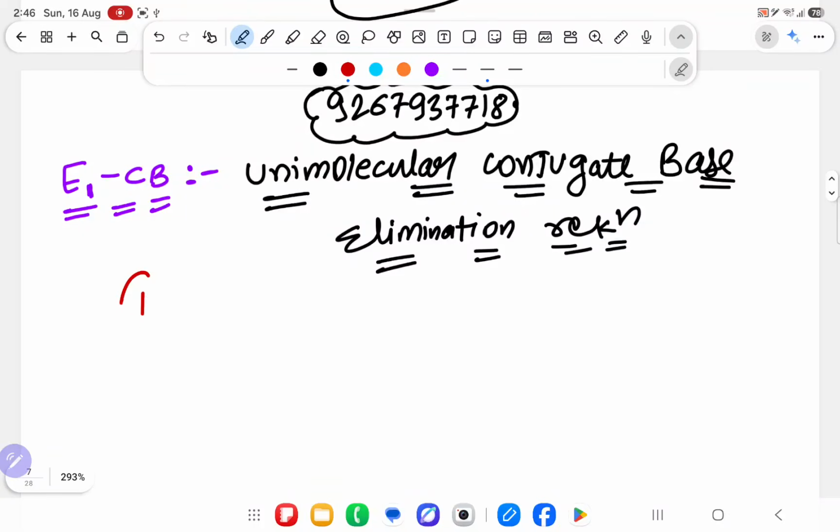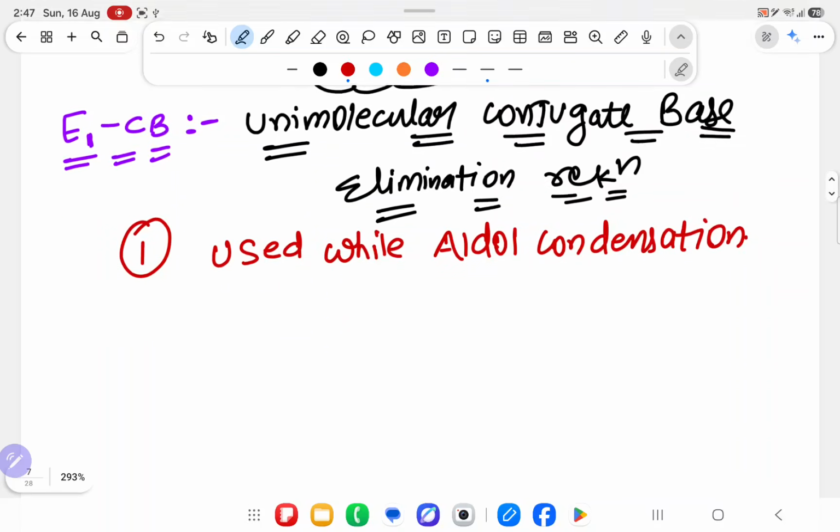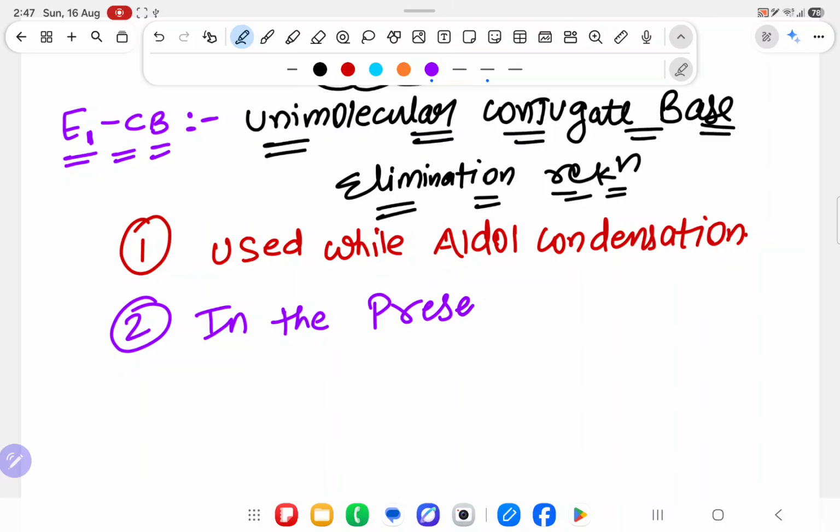First important point, it is used in aldol condensation. Sir, what is aldol condensation? When I teach you aldehyde, ketone and carboxylic acid, over there I will explain what is meant by aldol condensation, and over there we use this mechanism. Second important point, it will happen in the presence of a poor leaving group.